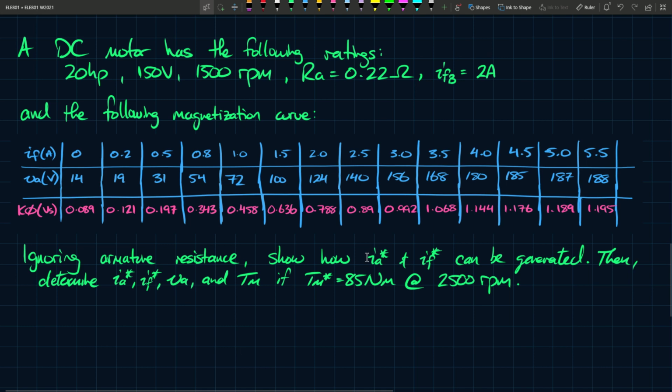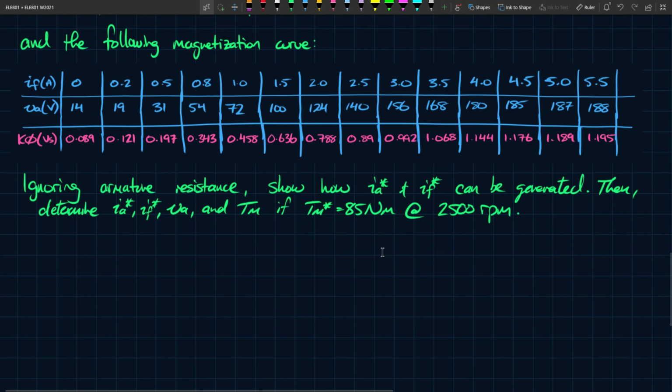But what we're doing in this video is we're using this information and we're going to understand how we can generate the references for IA and IF, and then a sort of numerical example of that. So I guess it's like a two-part example really, so we'll have two different things going on. There's a fair bit of work to be done here. So why don't we jump right into it?